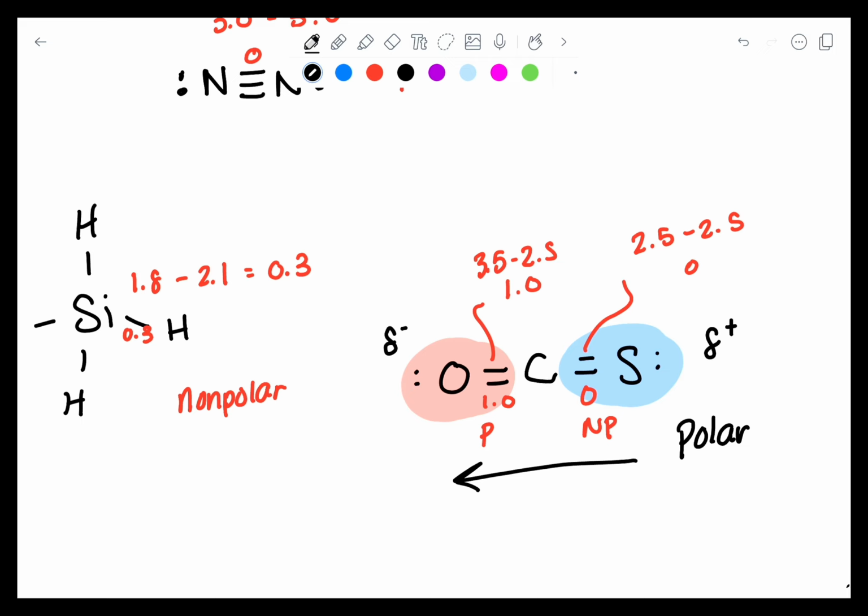So we have the electrons being pulled this way. They're being essentially shared in that carbon-sulfur bond. So our electrons are just being pulled towards that oxygen, creating a polar molecule.